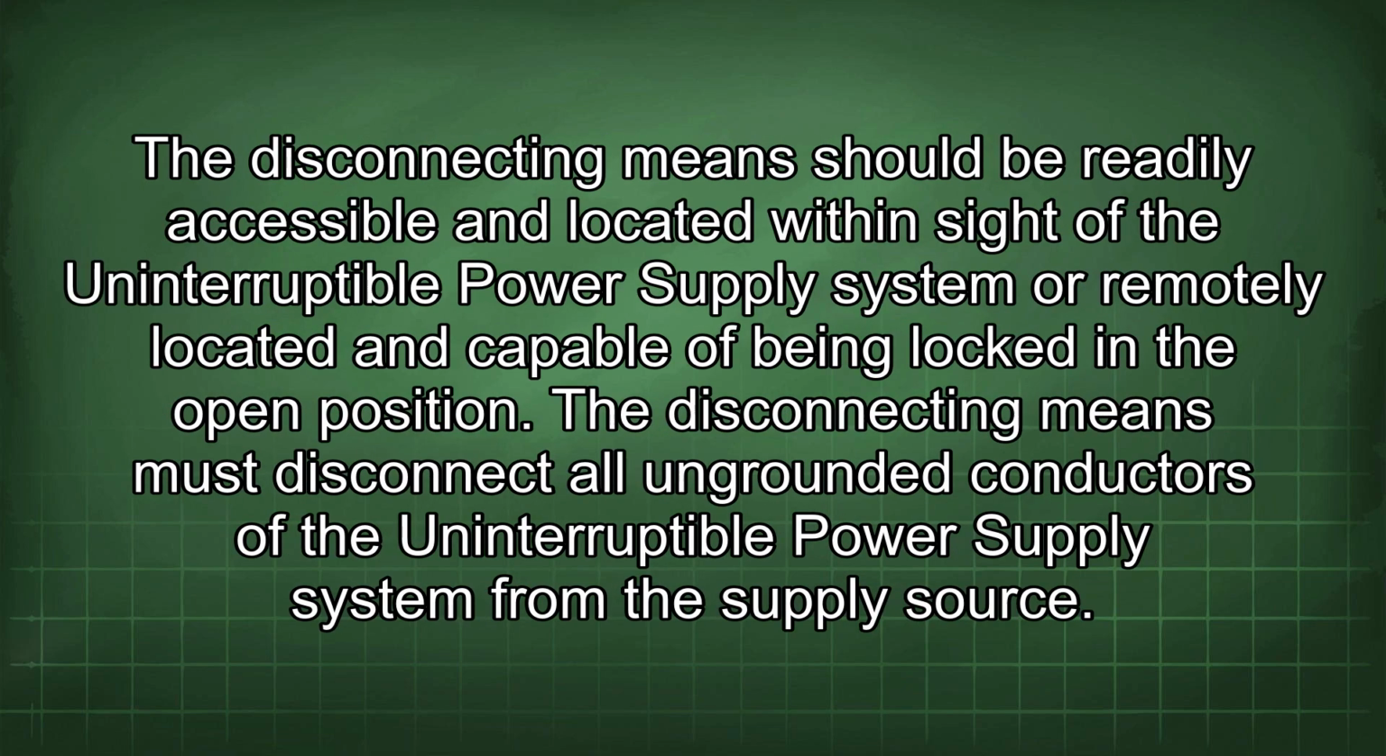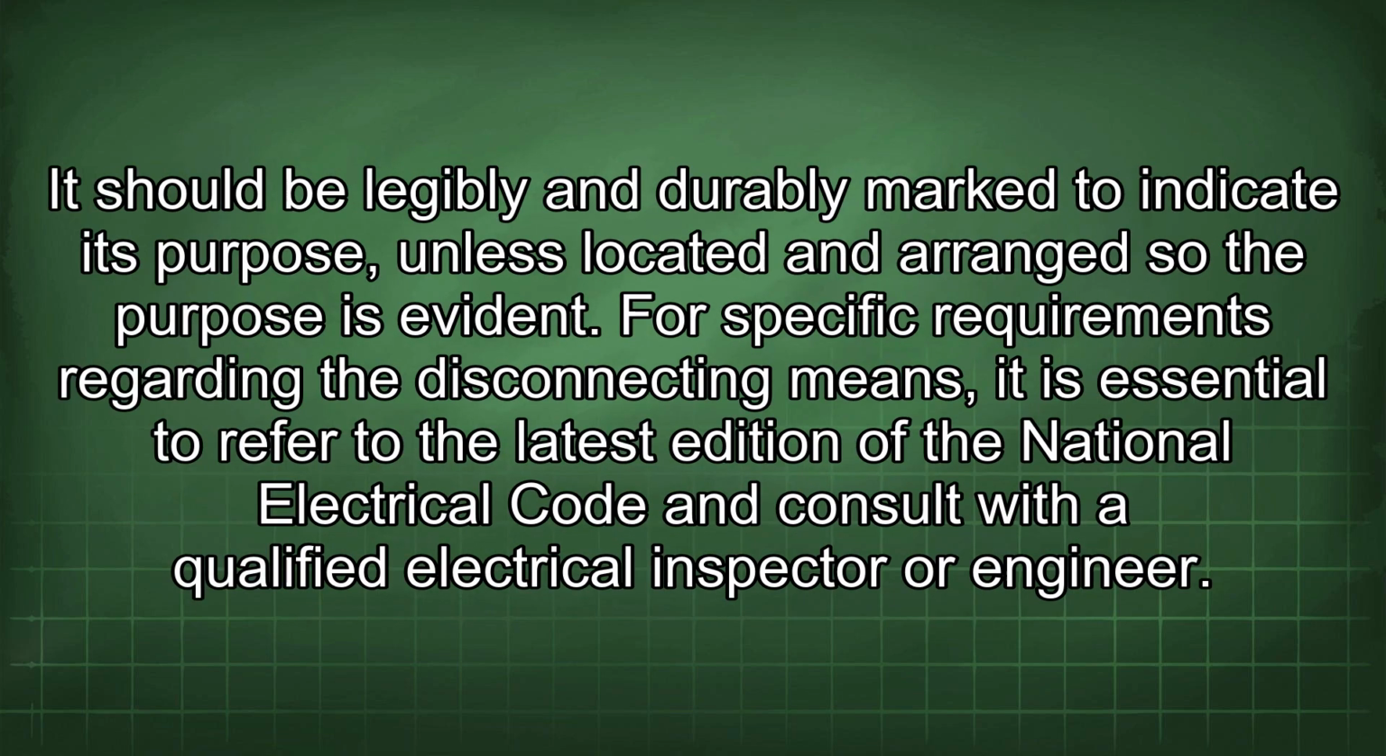The disconnecting means should be readily accessible and located within sight of the uninterruptible power supply system or remotely located and capable of being locked in the open position. The disconnecting means must disconnect all ungrounded conductors of the uninterruptible power supply system from the supply source. It should be legibly and durably marked to indicate its purpose, unless located and arranged so the purpose is evident.